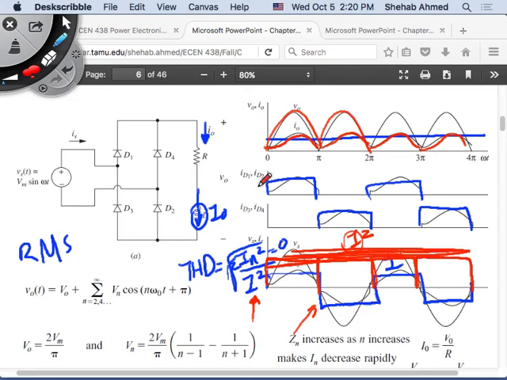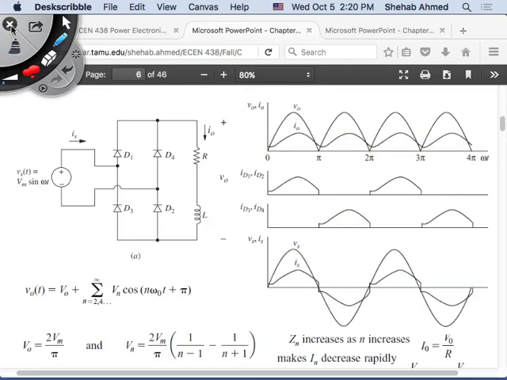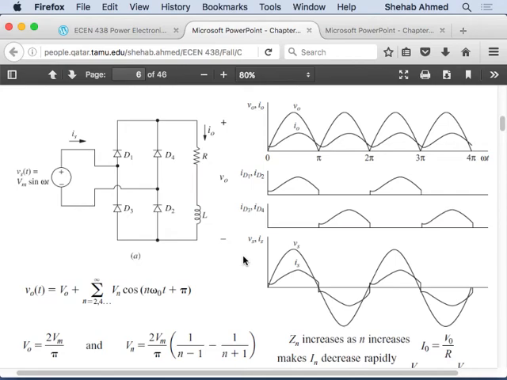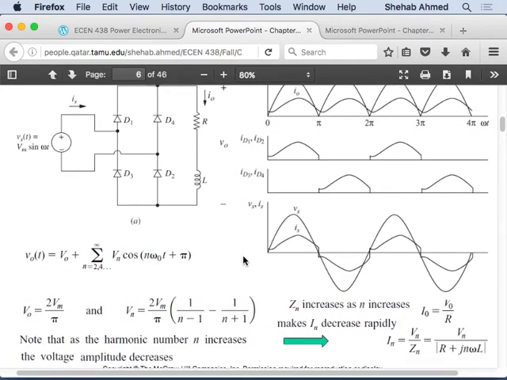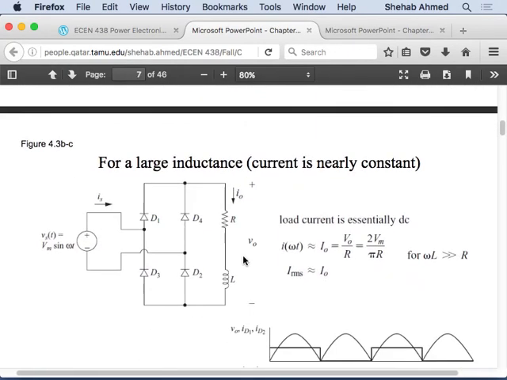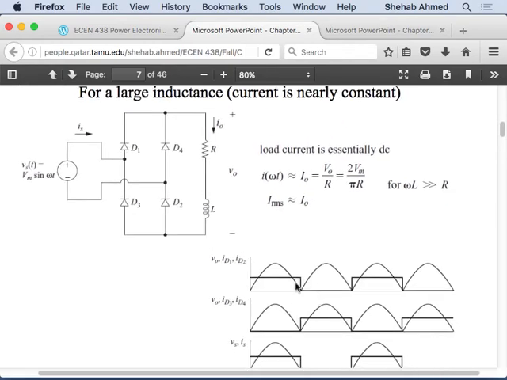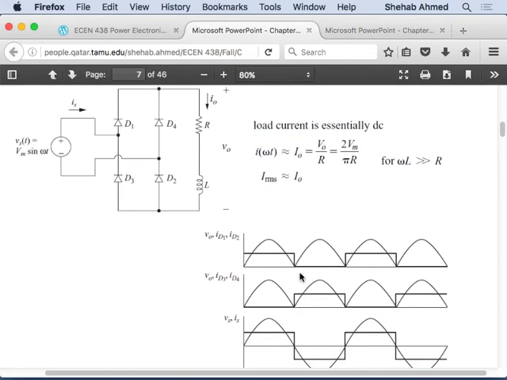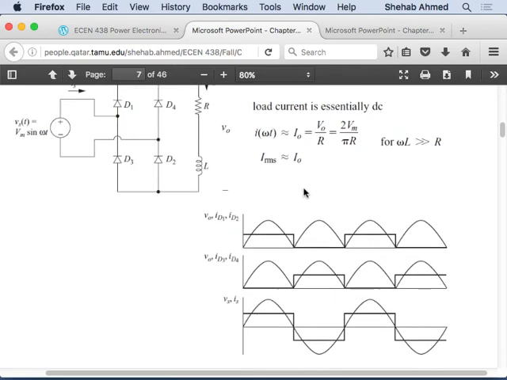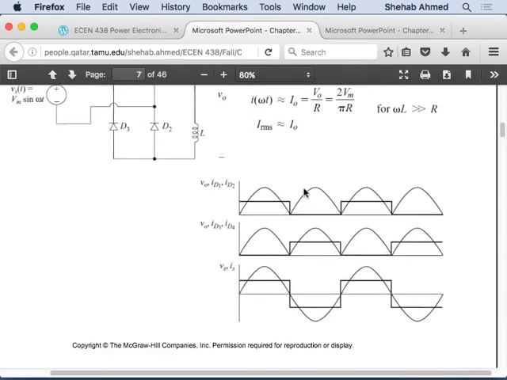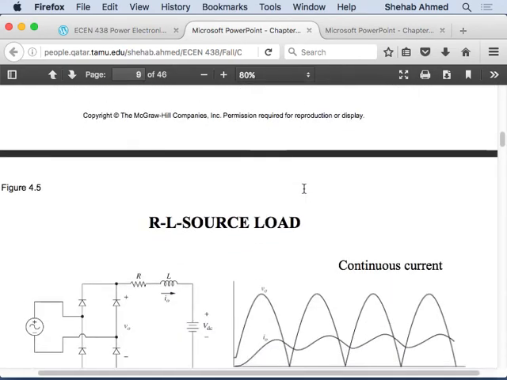Make the inductor infinite. Which is, again, fictitious, but you can easily use it to play around with the numbers. Yeah. Okay, so that's what we were just discussing. And this is the RMS of that waveform. Any questions? Fine.